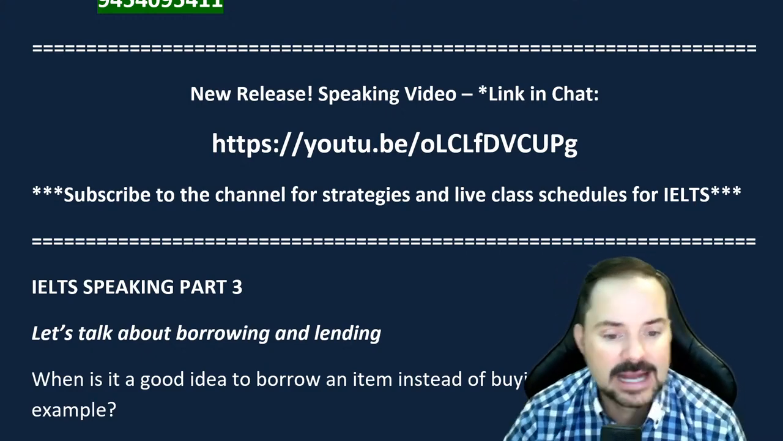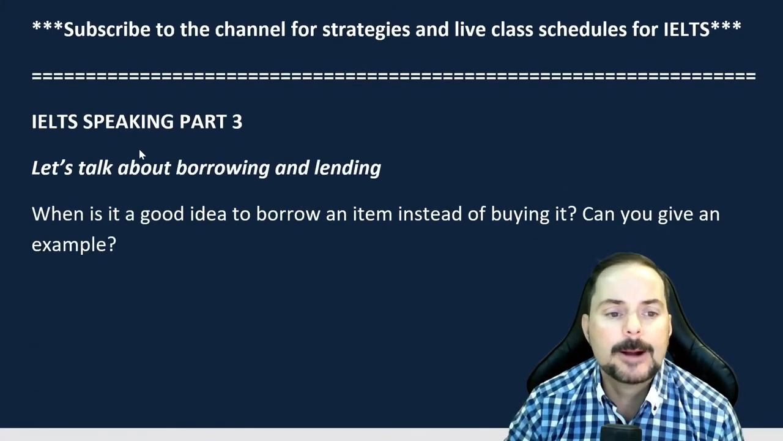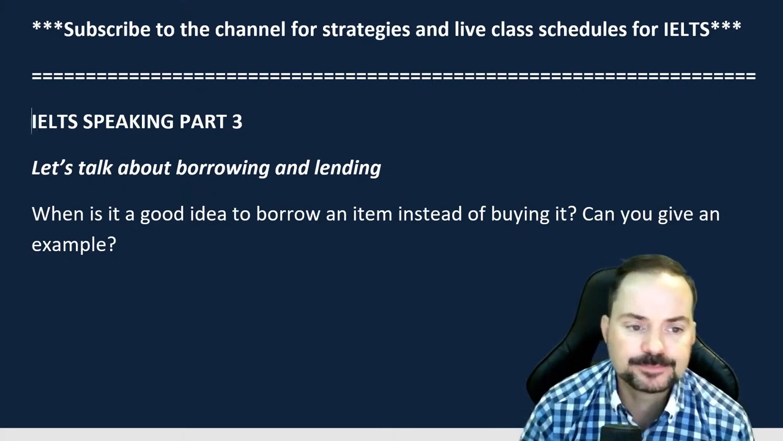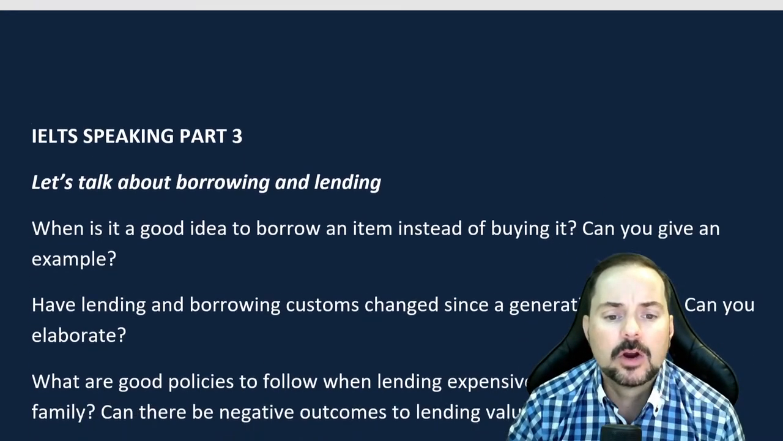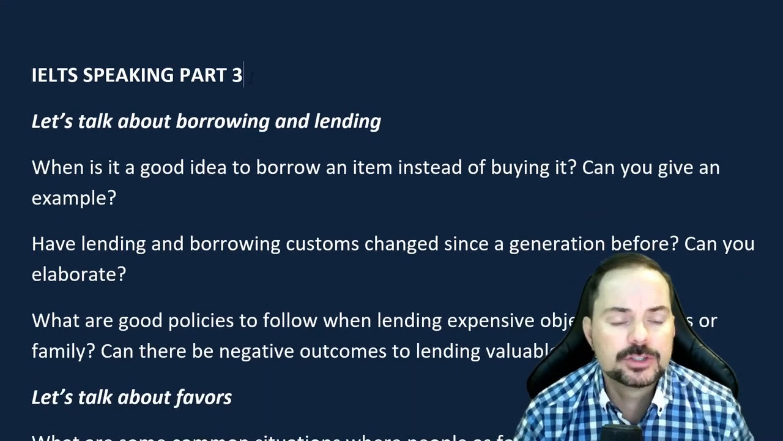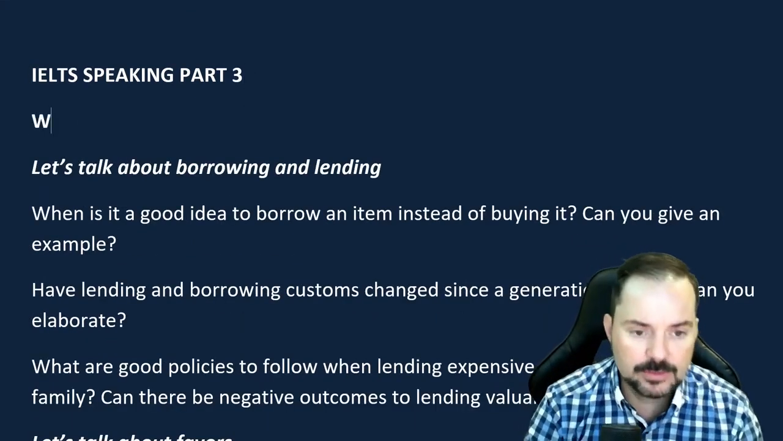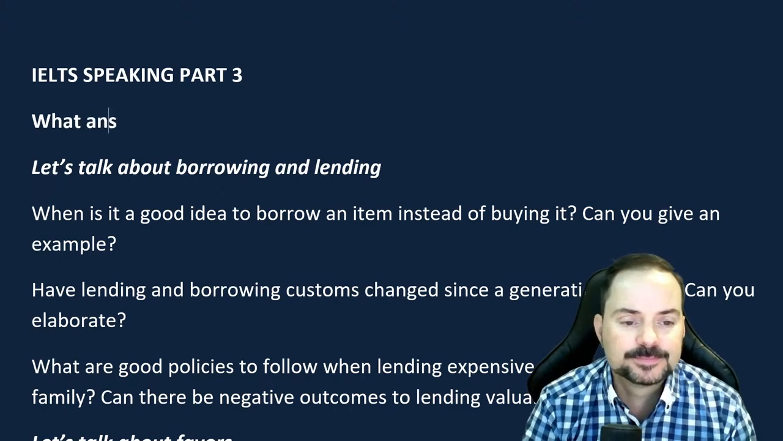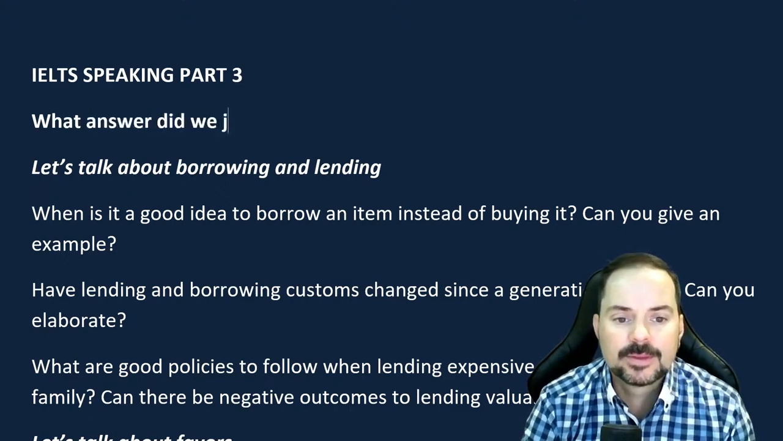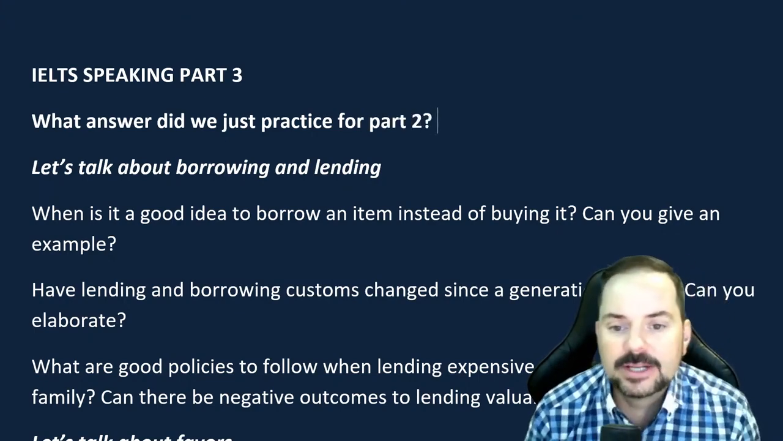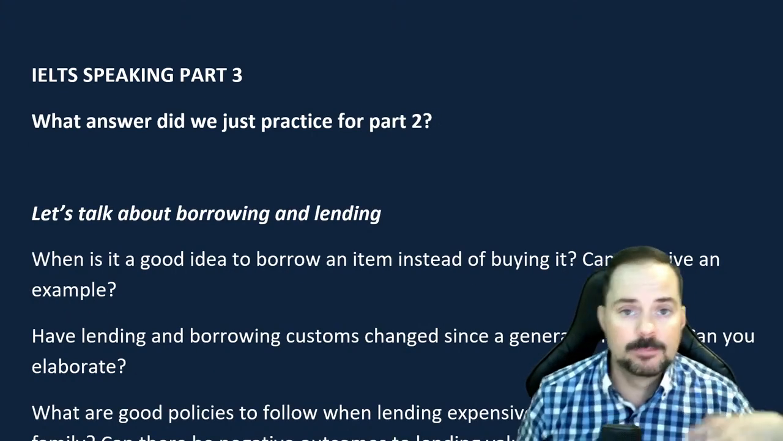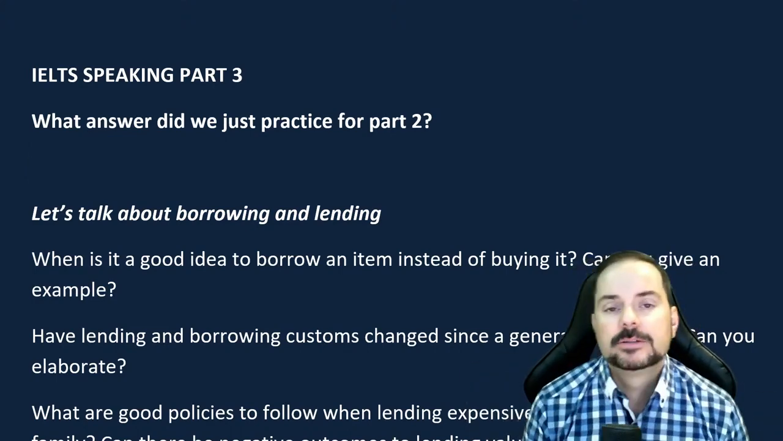All right, IELTS speaking part 3. These questions, everyone, are again connected to speaking part 2. What was speaking part 2 that we practiced today? So the question was, talk about an item that you borrowed. This is again about borrowing and lending, right?